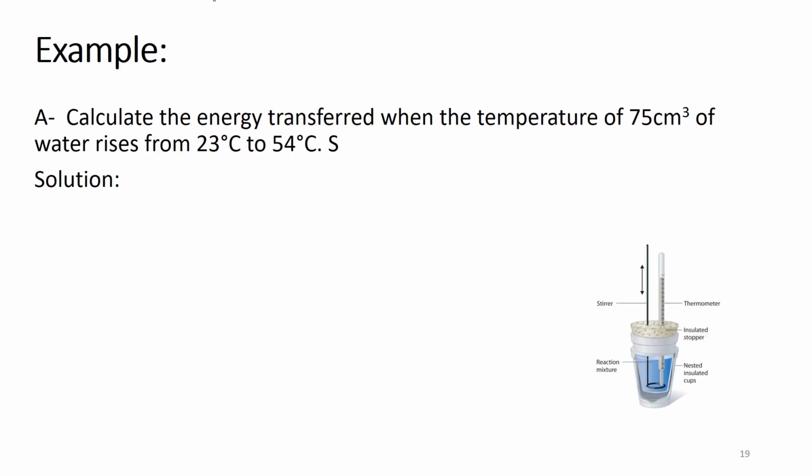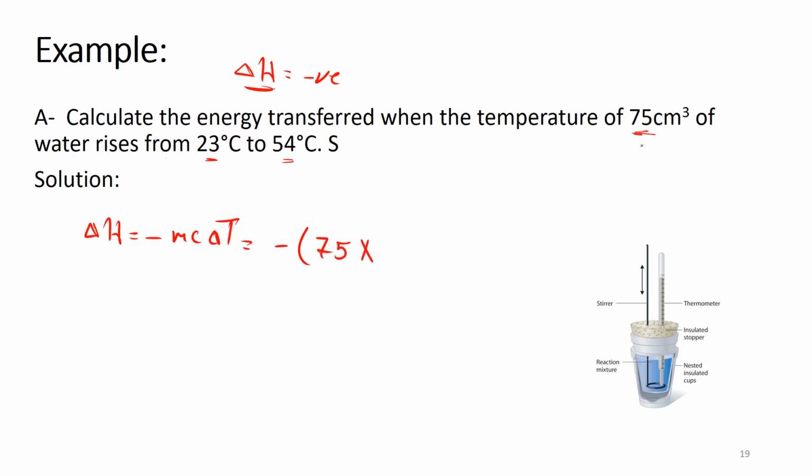Now let's look at this example. Calculate the energy transferred when the temperature of 75 cubic centimeter of water rises from 23 to 54. This means an increase in temperature would mean that my delta H is actually equal to a negative value. So this is an exothermic reaction, and if we apply the formula, delta H is equal to minus MC delta T, it would be equal to minus, and the mass in that case I have 75 grams.